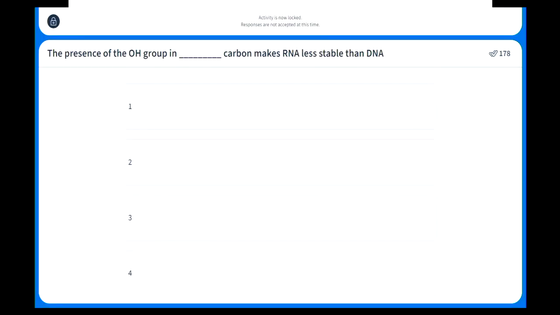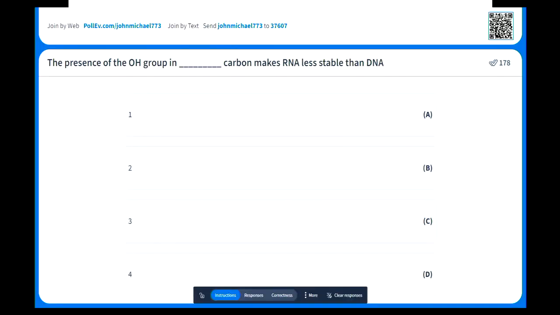I'll just have a quick poll question. The presence of the hydroxyl group in carbon number blank makes RNA less stable than DNA. This should be pretty straightforward and simple. You can just look at the previous slide and answer this, or you can talk to your TAs as well. Carbon 1, 2, 3, or 4. Where is the hydroxyl group which makes the RNA less stable?